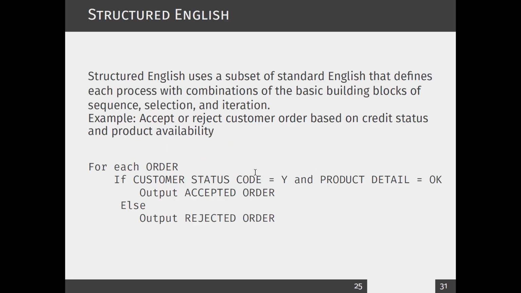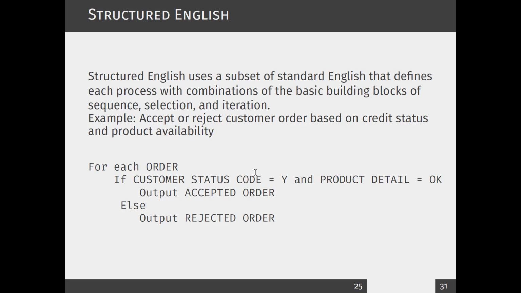Now, structured English is like pseudocode in programming. Simply, you will use some standard English statements to represent different decision structures. You can use selection, sequence, and iteration. So, for example, let's say we want to accept or reject a particular customer's order based on the customer's credit status, whether the customer has good credit or bad credit, and also based on product availability.